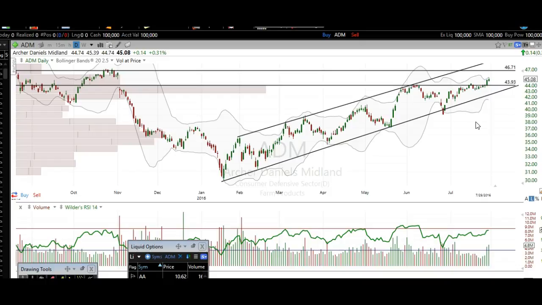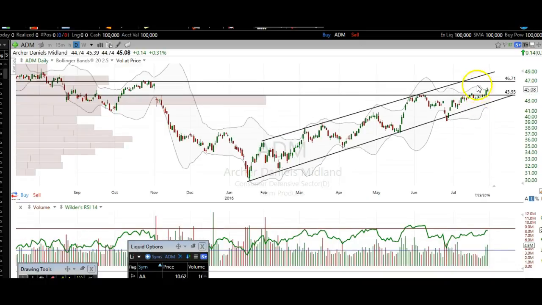On the top side, we're looking at resistance at around $46 or $47, okay? The other thing that you want to be aware of is once it makes its way up there, you're going to be running into the top side of the channel line. So just be aware that once we get up to $47, $49, it may take a little bit of a pause there and consolidate back to the bottom end of the channel. So just something that you need to be aware of if you are trading or investing in ADM.